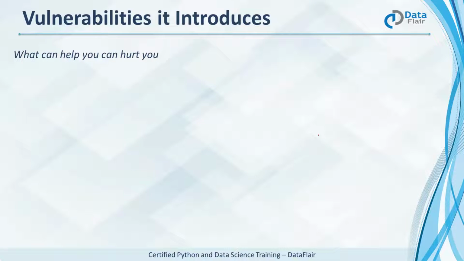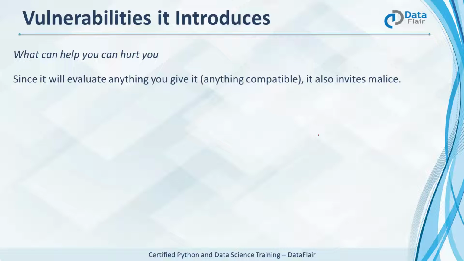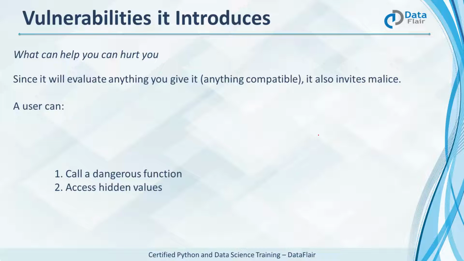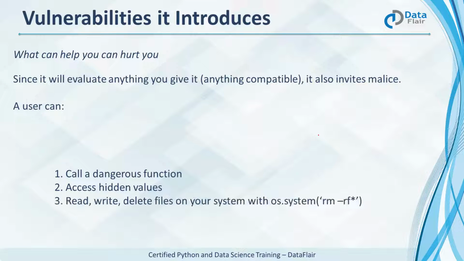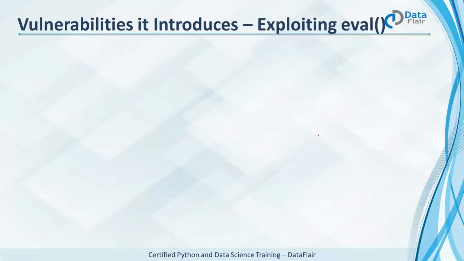But eval does introduce some vulnerabilities in your code. If it can help you, it can hurt you. Eval is convenient and will evaluate whatever you feed it, but this can be used against you. Using eval, a user can make a call to a dangerous function, one that causes irreversible actions, access hidden and confidential data like passwords, read, write, and delete files on your system. This can be done using the OS module's system function. Not convinced yet? Let's try exploiting eval.